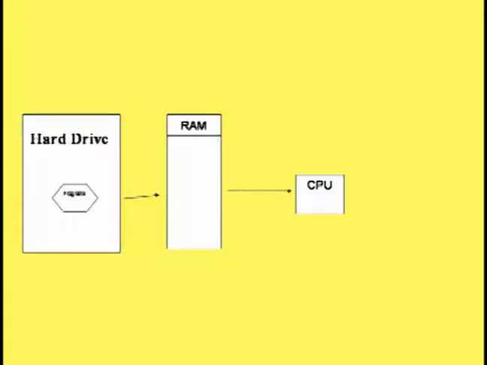So a quick summary of the process is that the hard drive sends the program information to the RAM, and it is held there as a staging area to be used by the CPU.